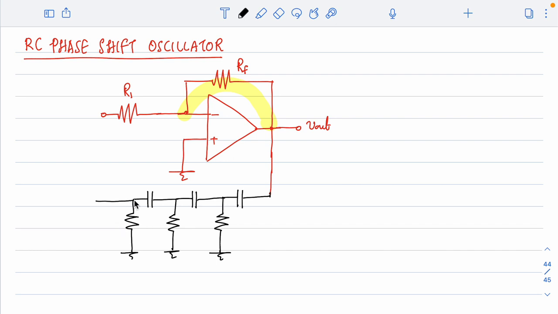Now, from this point to here, there is a phase shift of 180. By adding a 3 RC network, I am adding another 180 degree phase shift. So now if I connect it back here, the loop gain phase shift around the loop is actually 360, which is exactly equal to 0. Right. So now if I call this as RC, and the feedback component is RF and the input component is R1.